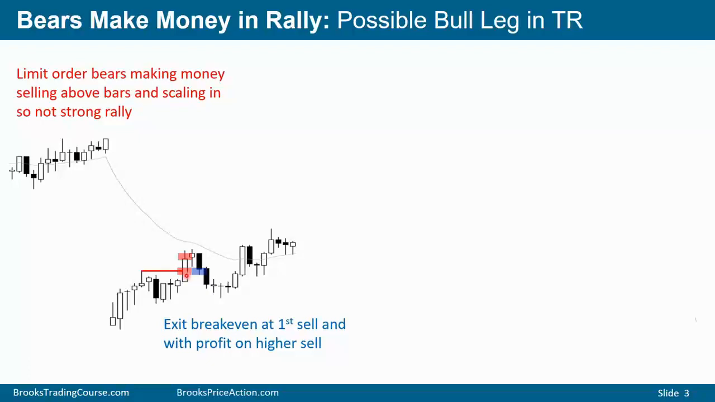These limit order bears are making money. They sell here with a limit order at that high, they sell more higher, and it comes down to their original entry price. The limit order bears are making money. Typically, if it's a strong bull trend, it's very difficult to make money selling above prior highs and scaling in higher. Limit order bears selling at this high can scalp out. They sell here, sell more higher, it comes back to their first price. They can get out break even on their first and with a scalp profit on their second.